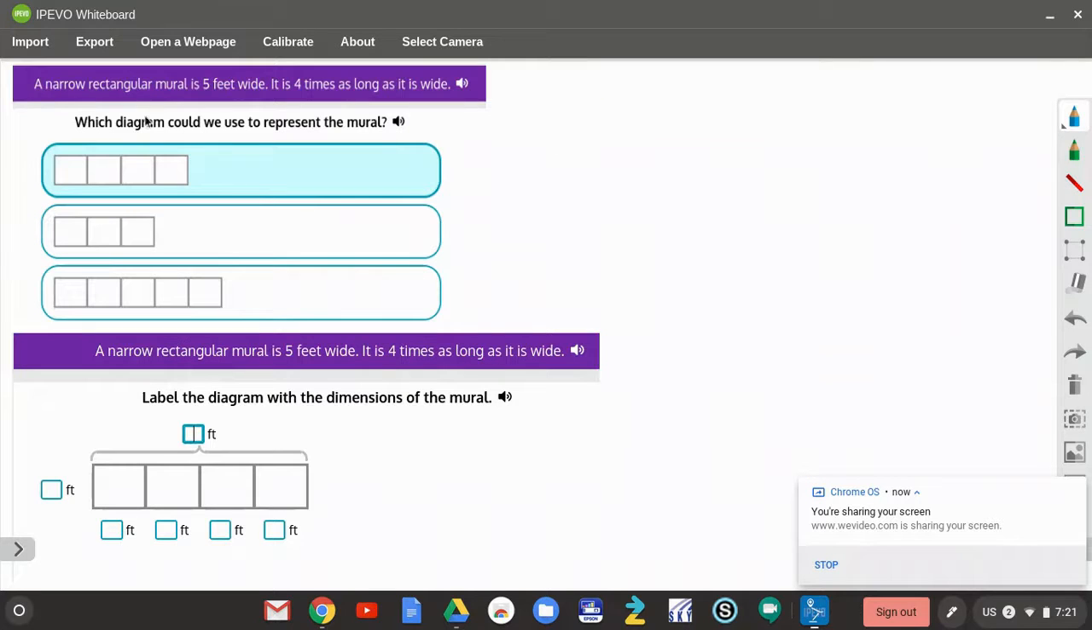Look at another scenario like this. Again, it asks us, a narrow rectangular mural is 5 feet wide. It is 4 times as long as it is wide. So this is what I'm talking about.